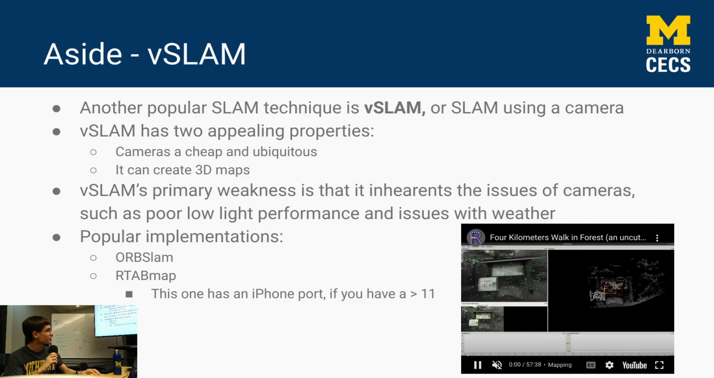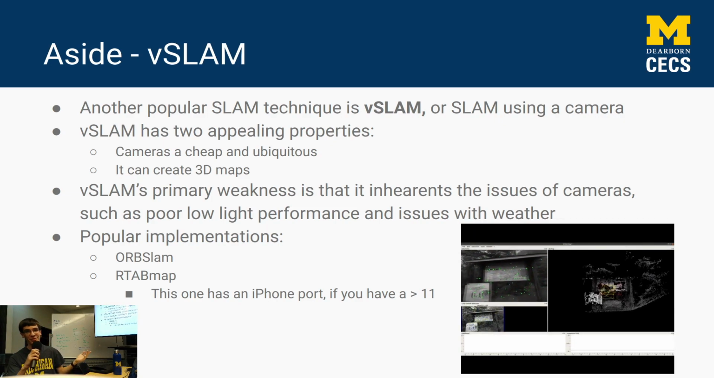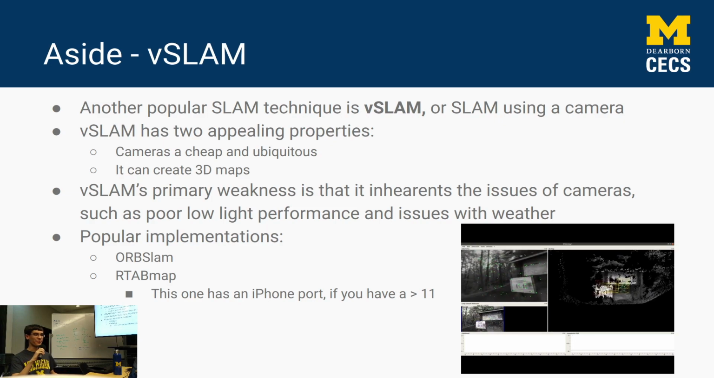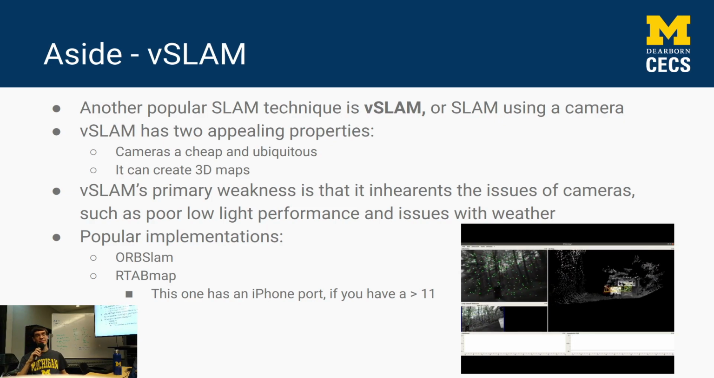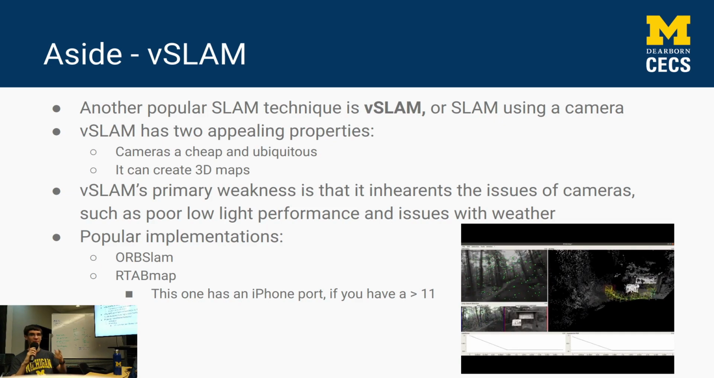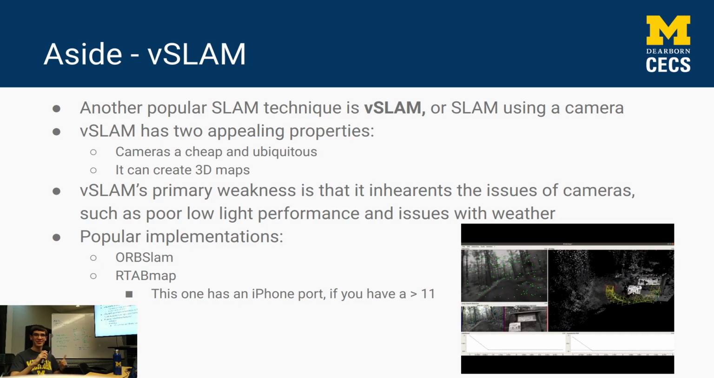So another way you can do SLAM, and just something I think is personally very cool, is vSLAM. vSLAM is just SLAM, but you use a camera instead of a LiDAR or whatever. This is really cool, mainly because, one, cameras are really cheap. Well, relative to an $8,000 LiDAR, this little $200 camera in front of me, very cheap.